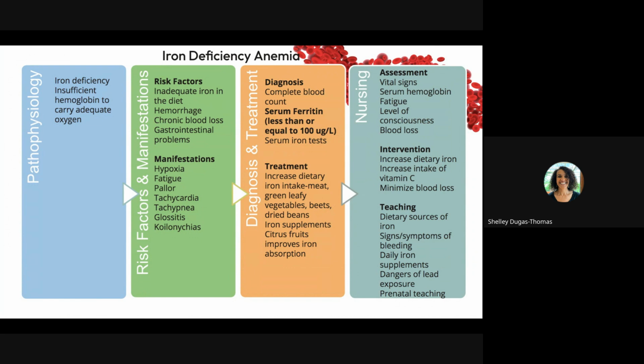Treatment includes dietary iron: red meat, leafy greens, beans, iron fortified cereals, vitamin C, and iron supplements in the form of oral or parenteral iron. So you want to minimize blood loss, so control for hemorrhage or give hormonal therapy for heavy menses. Patient education would include taking supplements daily as prescribed, reporting bleeding, fatigue, or dyspnea, lead exposure avoidance, and prenatal teaching.